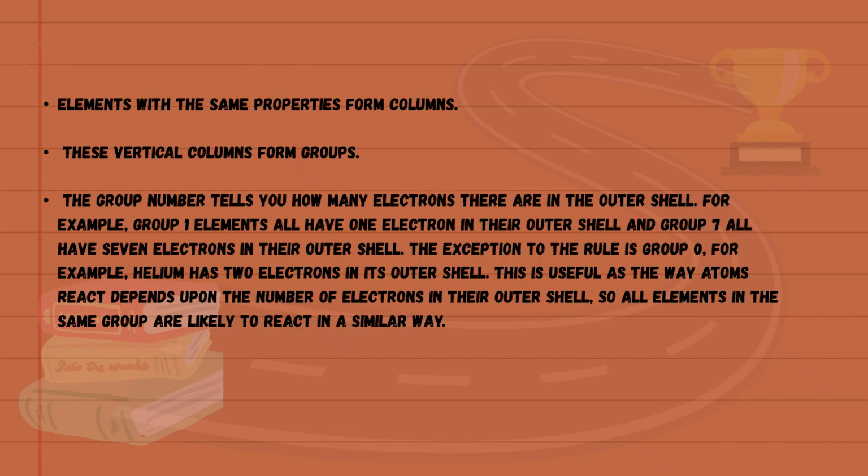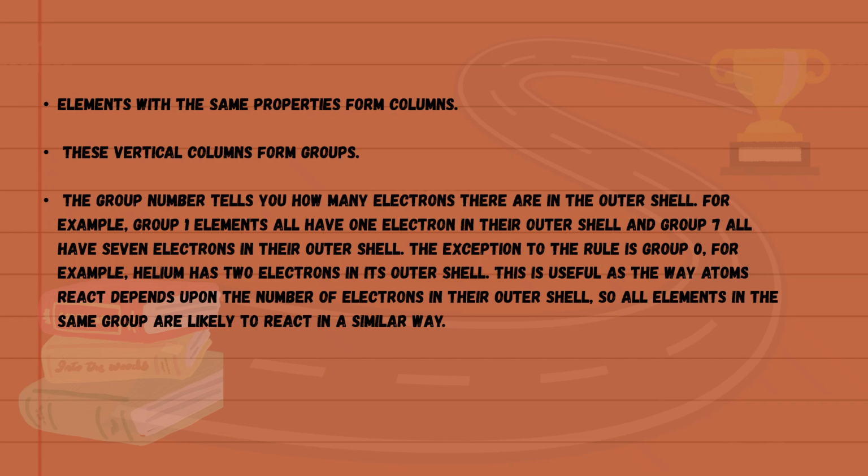Elements with the same properties form columns. These vertical columns form groups. The group number tells you how many electrons there are in the outer shell. For example, group 1 elements all have 1 electron in their outer shell, and group 7 all have 7 electrons in their outer shell. The exception to the rule is group 0.